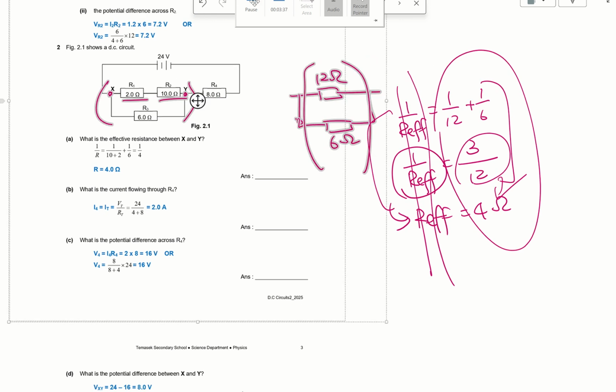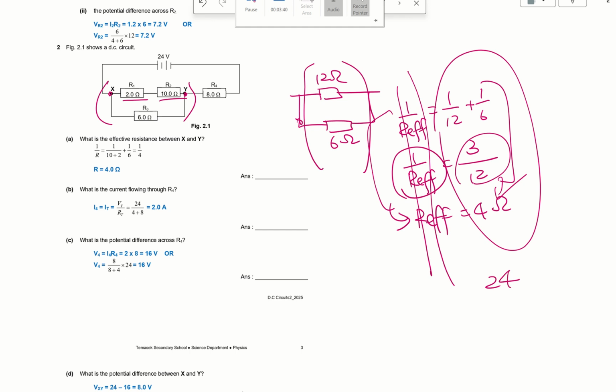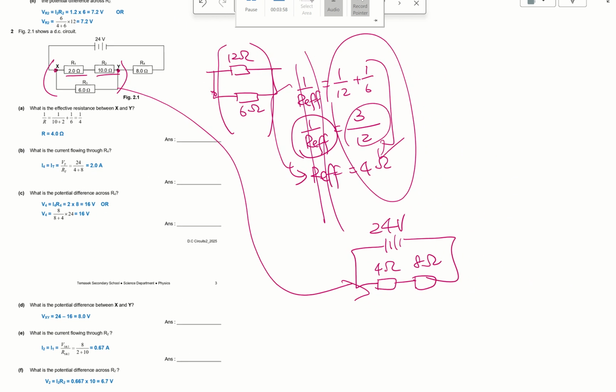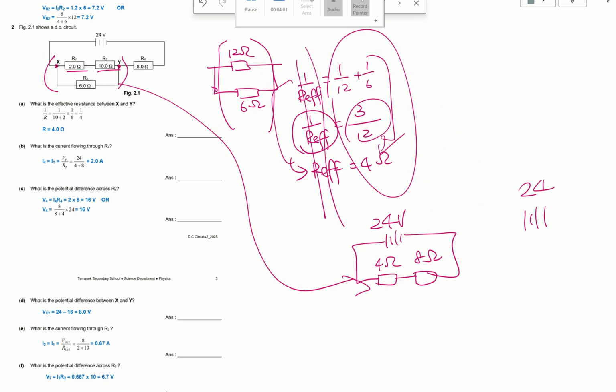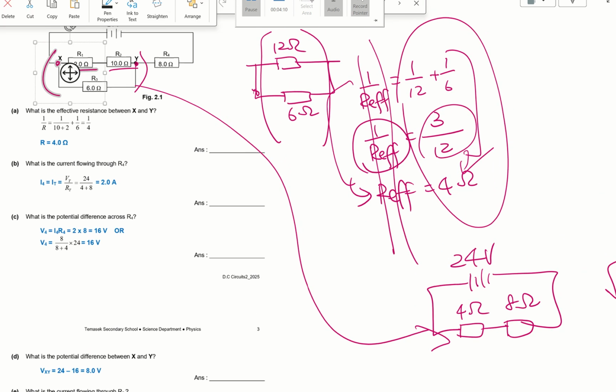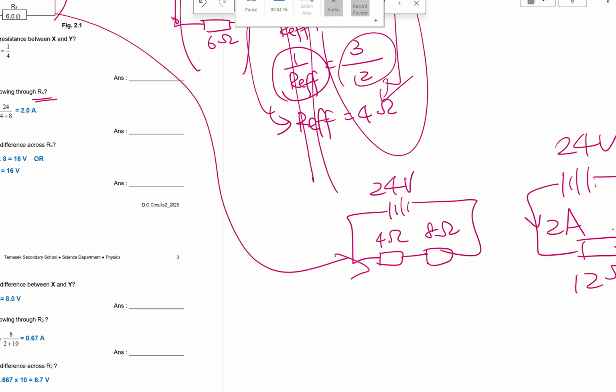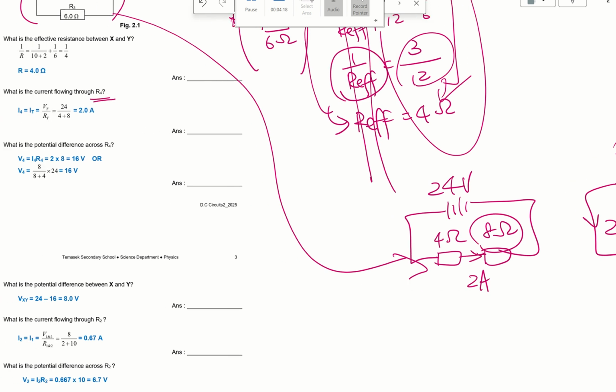R4, because after we have resolved this, we can actually redraw the circuit. 24 volts, which is the battery. Then over here, we actually have 4 ohm. We actually have 8 ohms. Okay, so this is where this whole thing becomes 4 ohm, right? And I can actually redraw it further to have 24 volts and 12 ohm. Okay, so the current flowing through will be 2 ampere. Okay, so that's the current flowing through R4. So what's the potential difference across R4? It will just be 2 ampere multiplied by 8. It will be 16 volts.